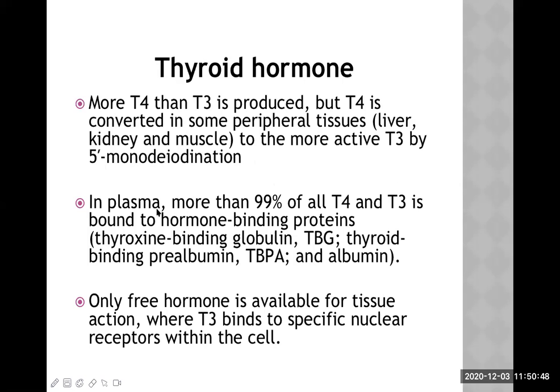In plasma, more than 99% of all T4 and whatever T3 is there will bind with their carrier protein. These are known as hormone binding proteins. There are different names there. Okay, so let me underline this name. These are known as thyroxine binding globulin or TBG, thyroid binding prealbumin, TBPA, or albumin itself. So these are called carrier protein or hormone binding protein in relation with T4 and T3.